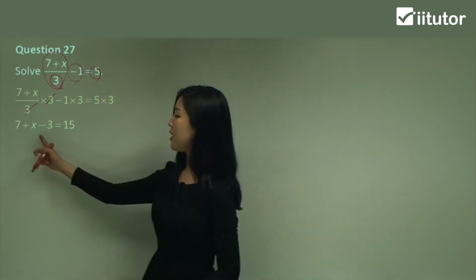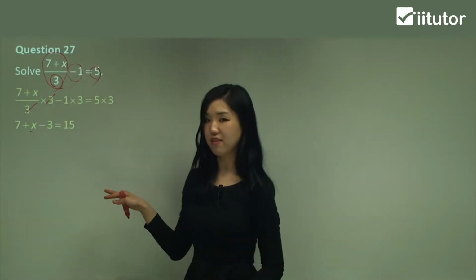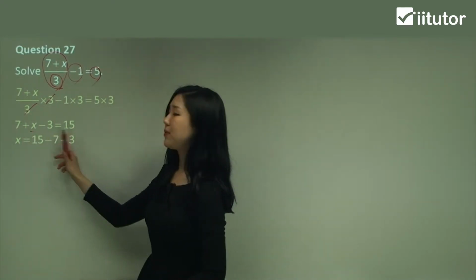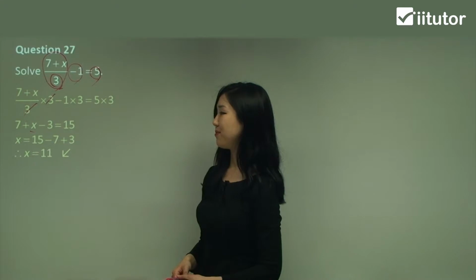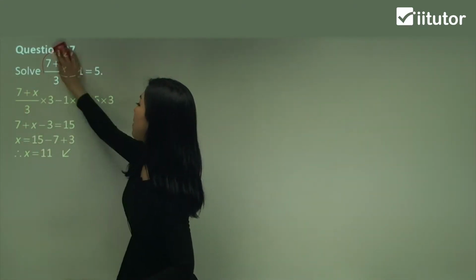Now, I'm going to leave the x on my left and move all the constants over to the right side. So x will be 15 minus 7 plus 3, which is simply 11. Okay, get the idea? So again, I multiplied everything by the denominator.